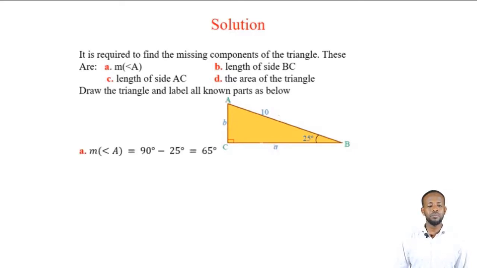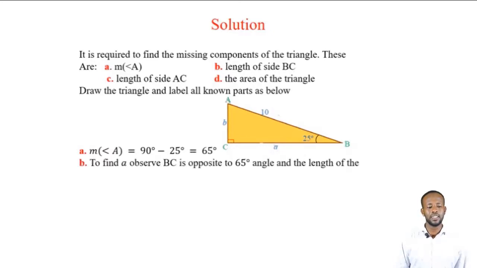Now, the measure of angle A is easily equal to what? 90 degrees minus 25 degrees, which is equal to 65 degrees. Why? Because the two angles, the angle we have, 25, and the other angle must be complementary. That is why we said 65 degrees, 90 minus 25.